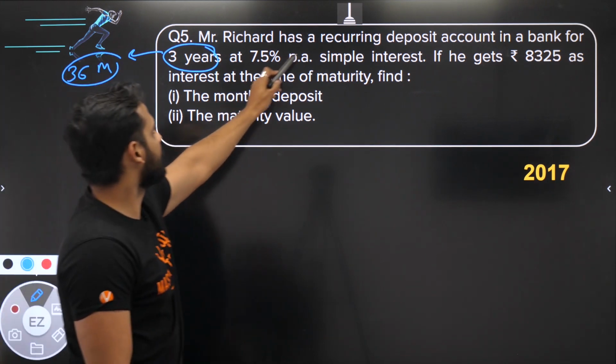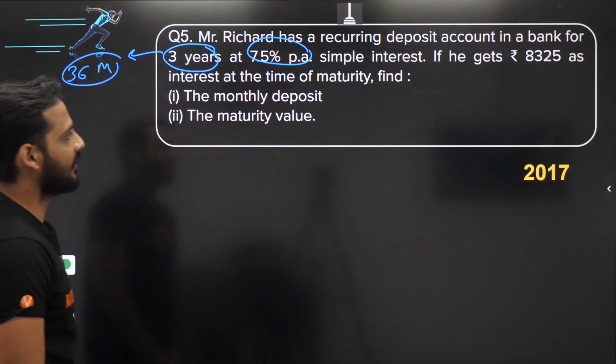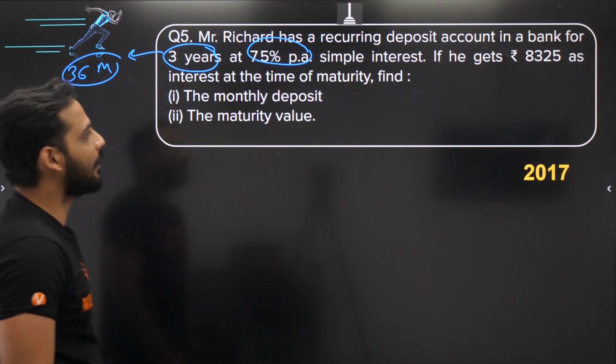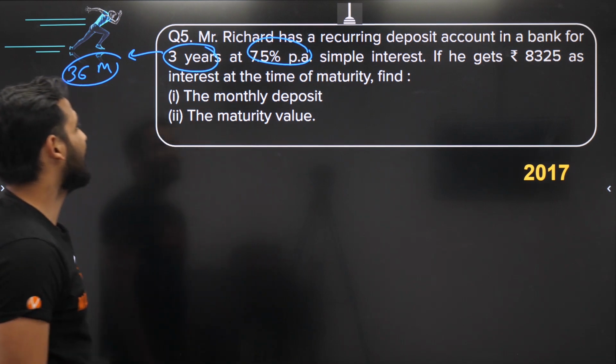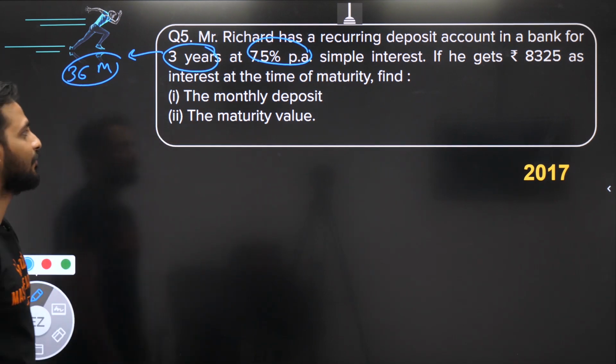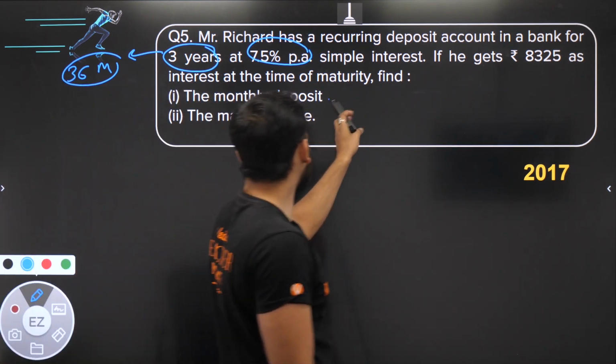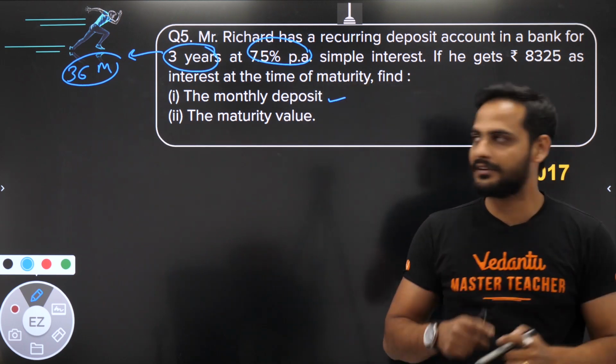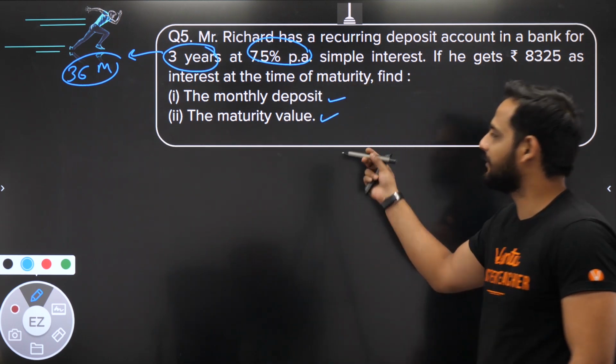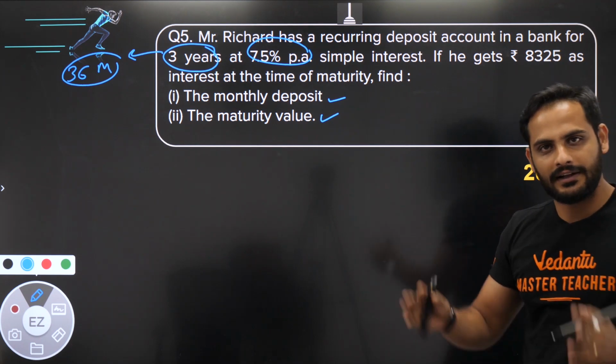Rate percentage is given 7.5% per annum, simple interest. If he gets rupees 8,325 as the interest at the time of maturity, find out the monthly deposit. Obviously, find out the monthly deposit and the maturity value. Maturity value will be very easy, right? So let us find out.